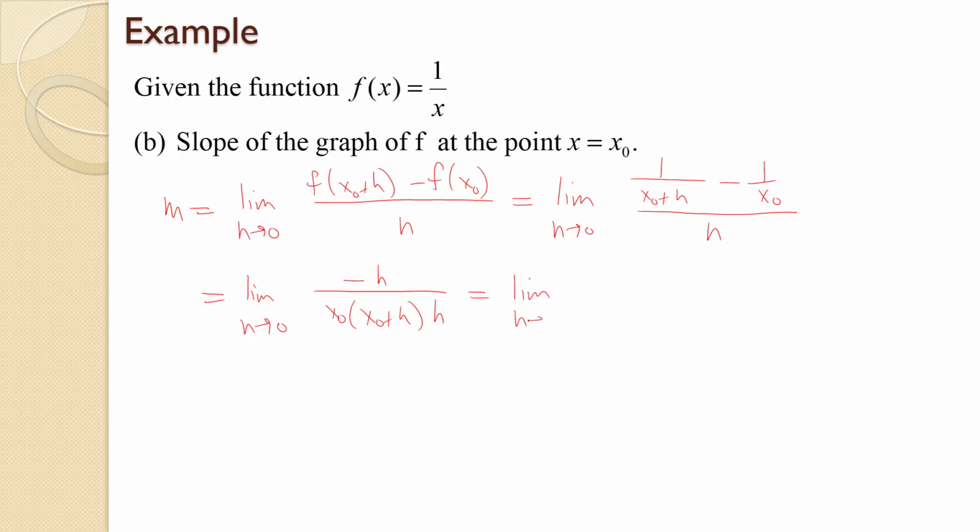I could then cancel the h's since h is not 0 to get the limit of negative 1 over x naught times x naught plus h, and this is a continuous function in h because x naught right now in the limit is not changing, it's a constant. So I can find this limit by just plugging in 0 for h to get negative 1 over x naught squared. And that gives me the slope of the graph at any single point. All you have to do is give me the x-coordinate of that point.